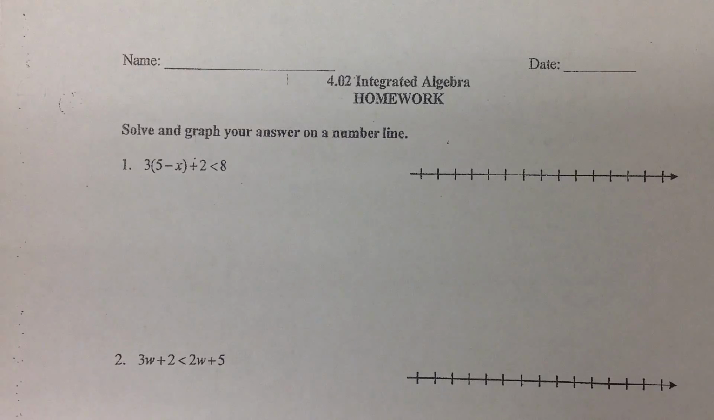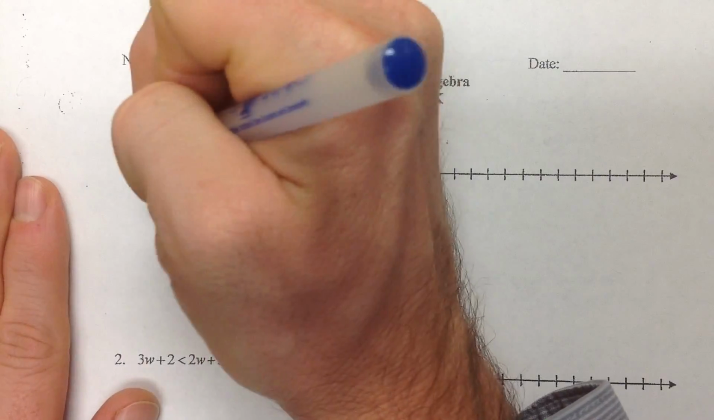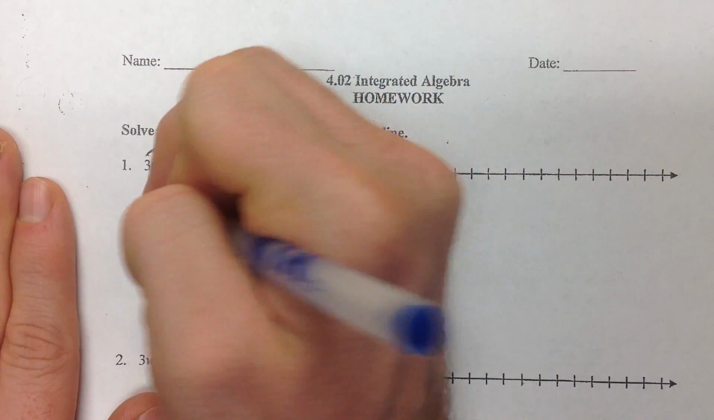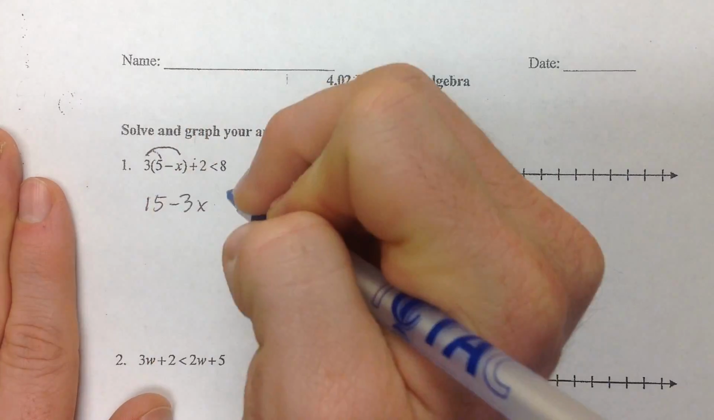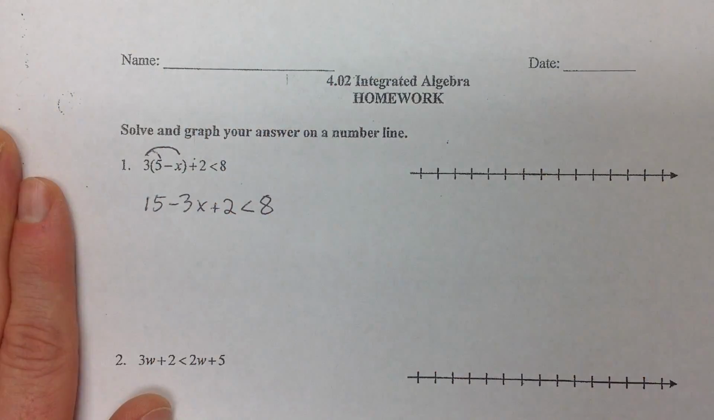All right, so if we take a look at this first one, we've got to start with some distribution. So we've got 3 times both of those pieces there. So that's going to give us 15 minus 3x plus 2 is less than 8.